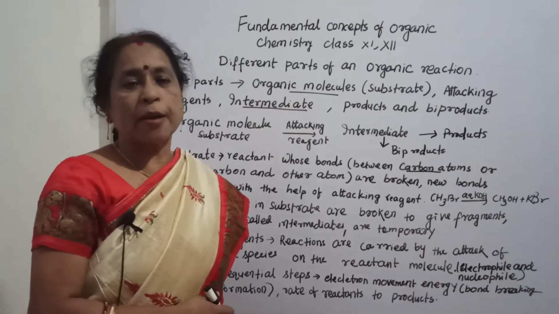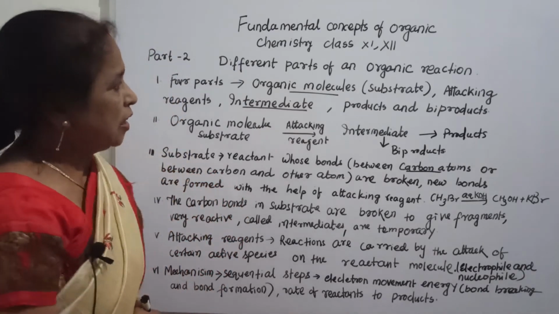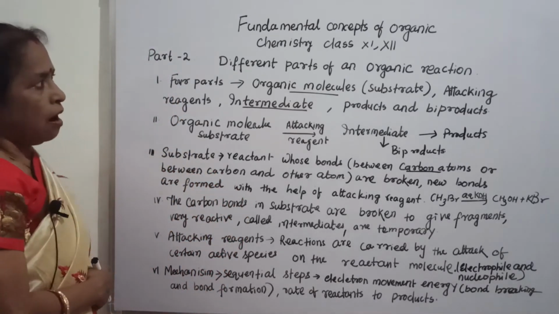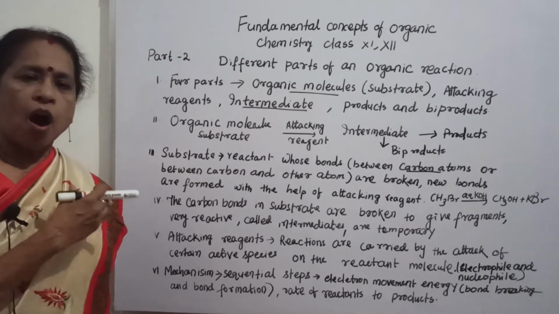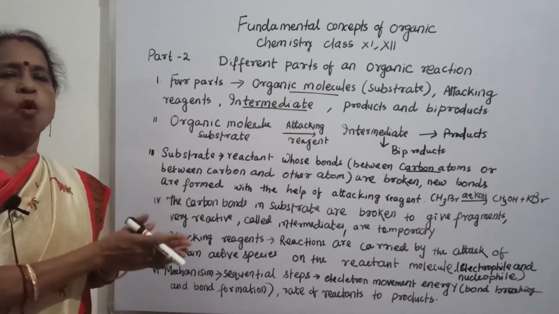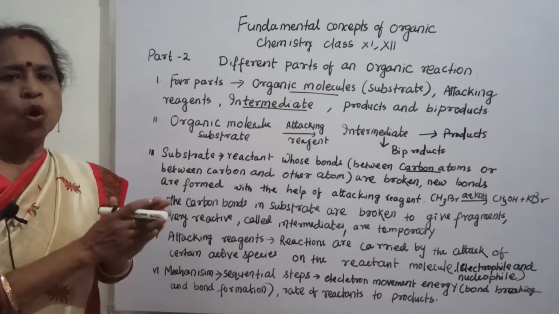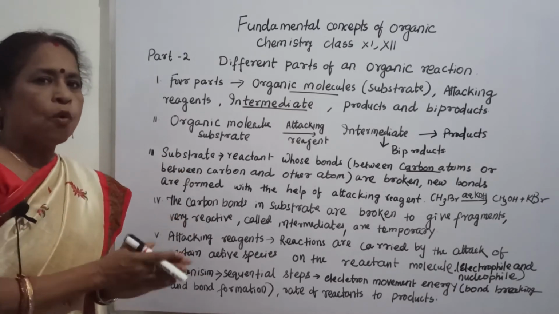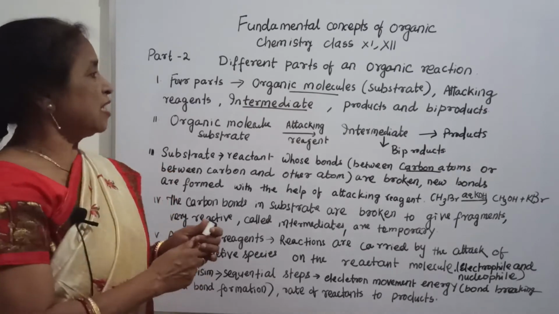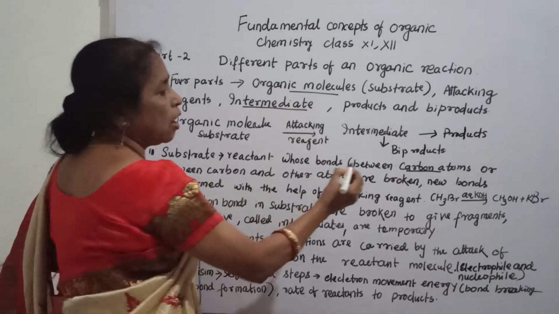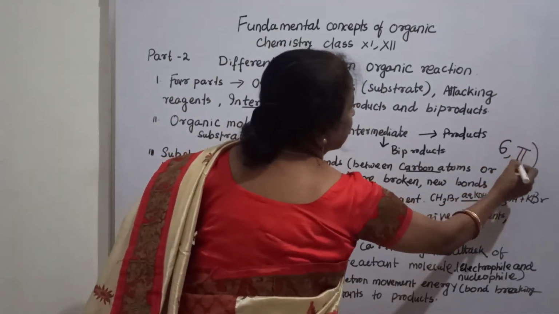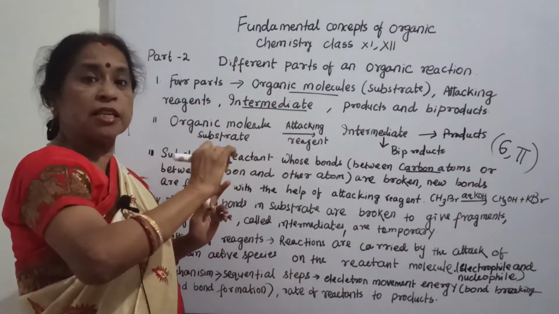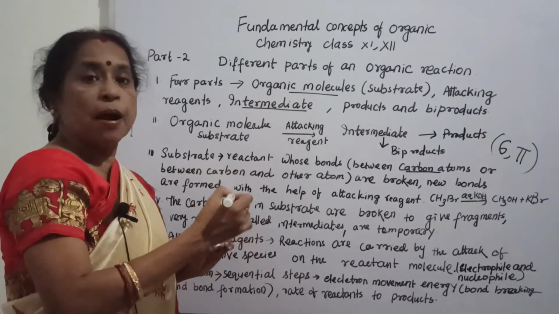Then what is meant by mechanism? First of all, we see what an organic reaction is. Organic reaction means covalent bonds will break and covalent bonds will form. And covalent bonds, how many types? One is sigma, the other is pi. What is sigma? Sigma is a strong bond. What is pi? Pi is a weak bond.